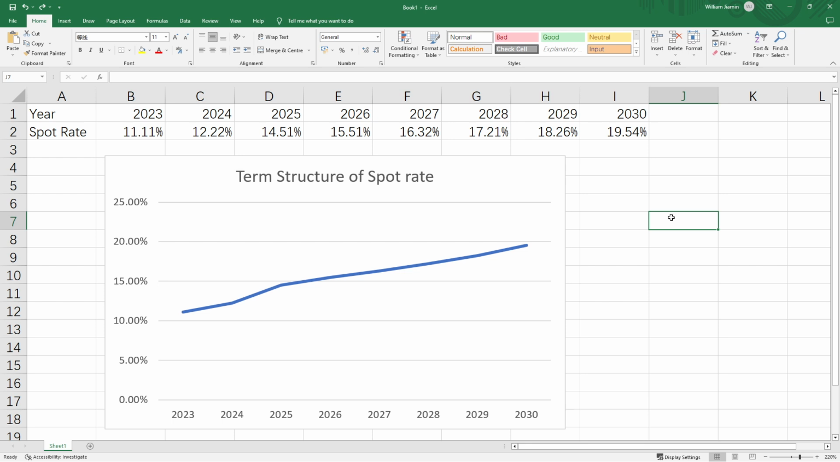Okay, and the reason that I show you guys the spot rate graph or the term structure of spot rate is that we need to use these different spot rates in order to calculate the price of the bond. Okay, so you might ask, the price of the bond, isn't that just the face value of the bond? It is not. So let me clarify this for you.